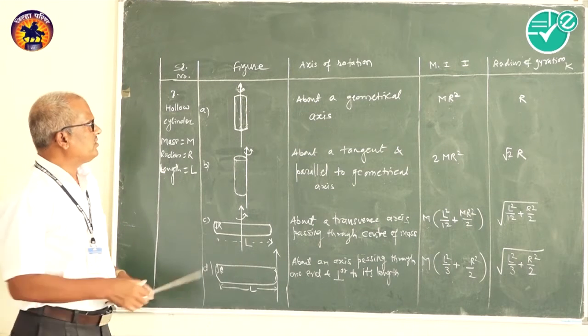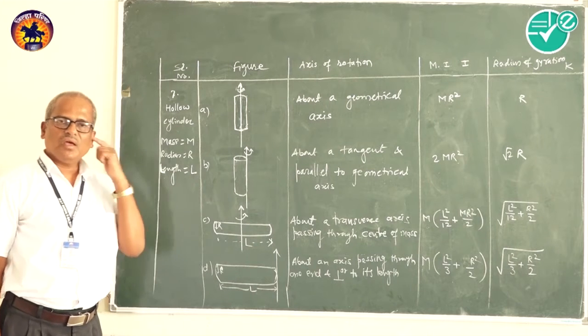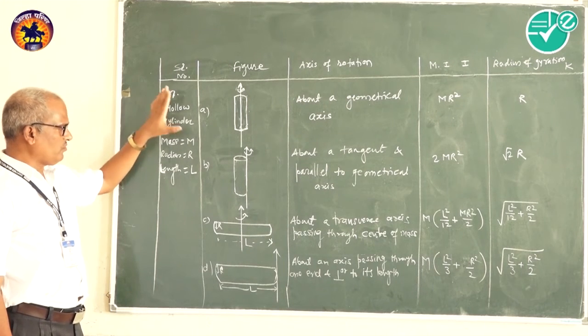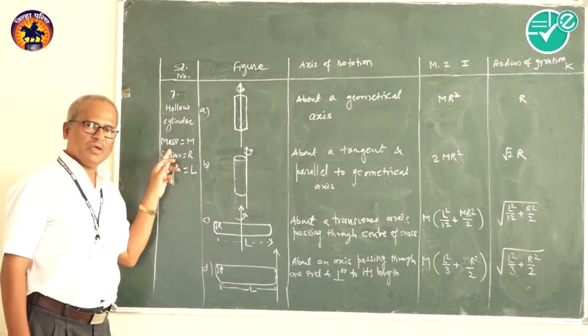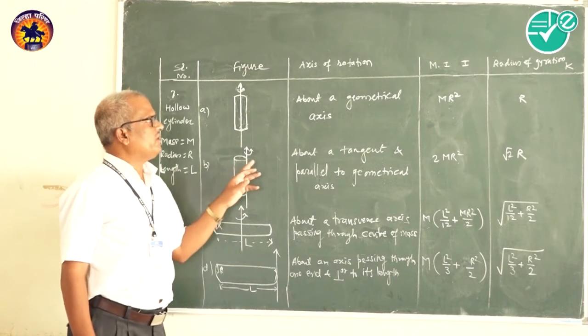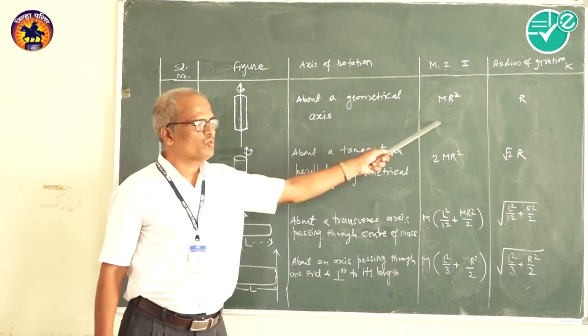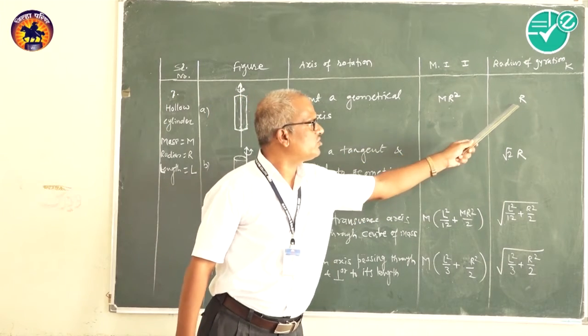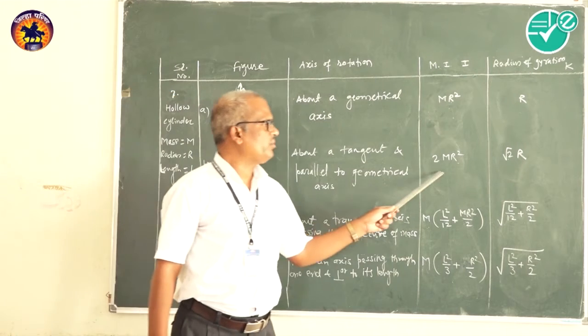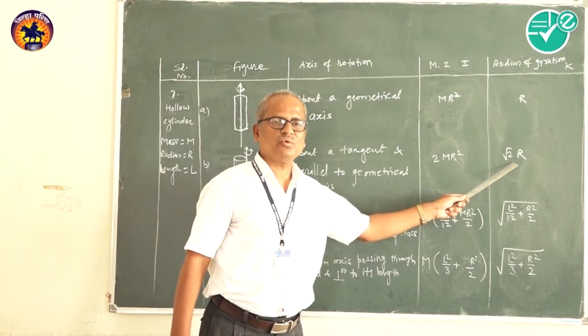Now we will just repeat all these things. Consider the hollow cylinder. There are 4 cases. Mass of the cylinder is m, radius of the cylinder is r, and length is l. Moment of inertia about the geometrical axis is mr square, the square root of this is r, the radius of gyration. Now about a tangent, the moment of inertia is 2mr square, and the radius of gyration is root 2 r.